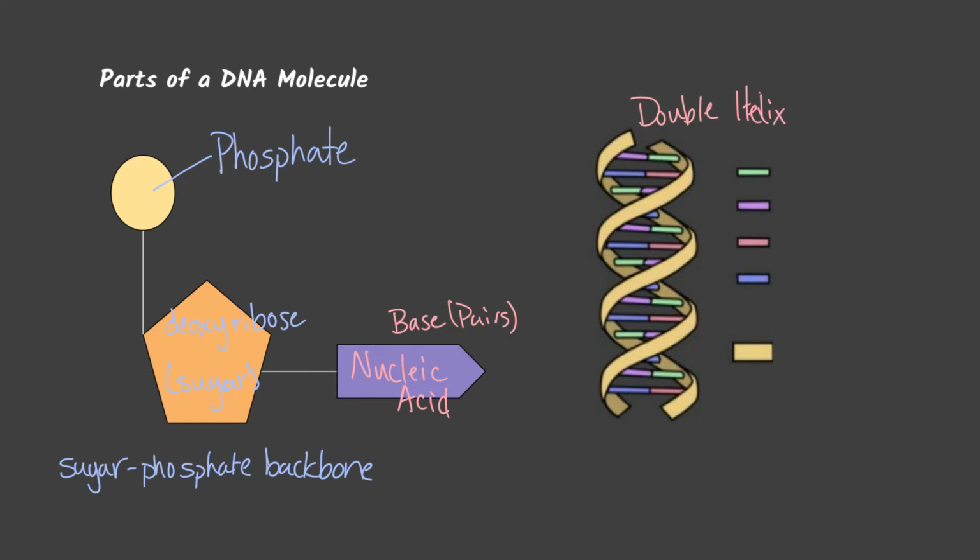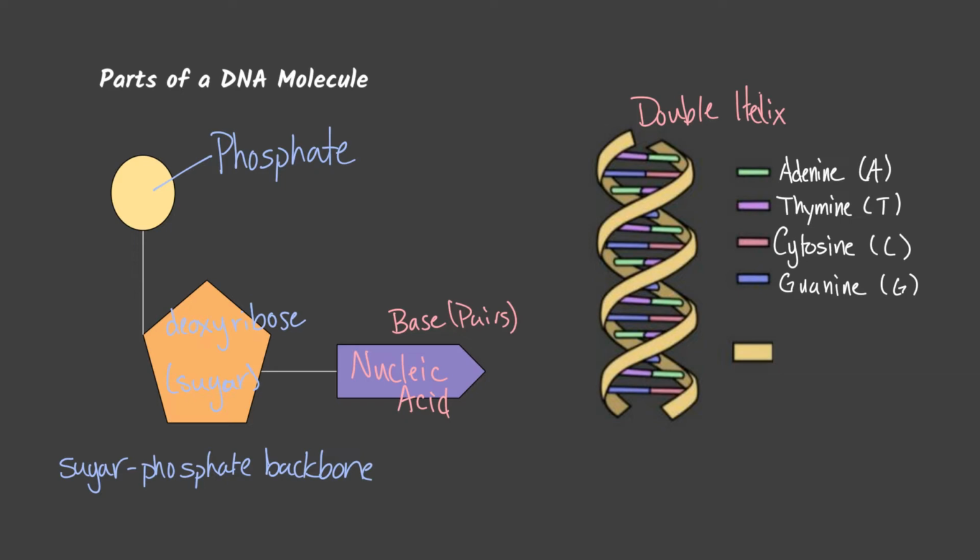And there's 4 different bases, and we'll look at that again later. But we have adenine, which is abbreviated A. We have thymine, which is abbreviated T. We have cytosine, which is abbreviated with a C. And we have guanine, which is abbreviated with a G.